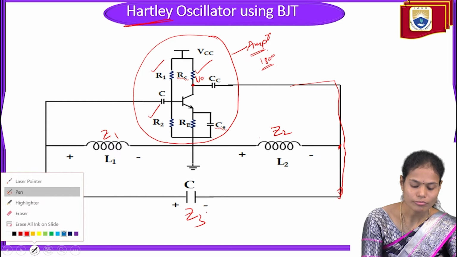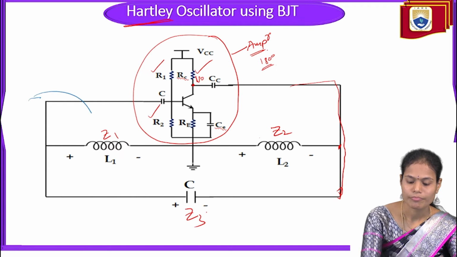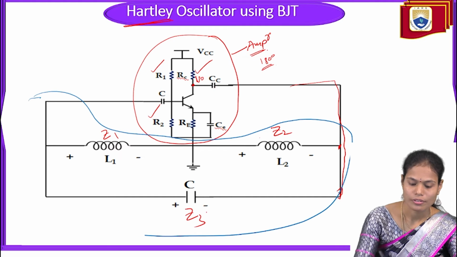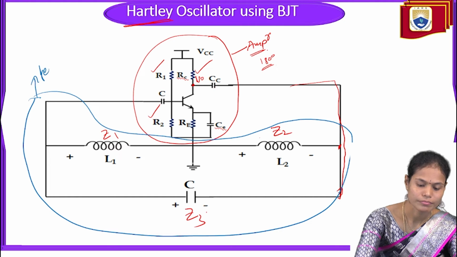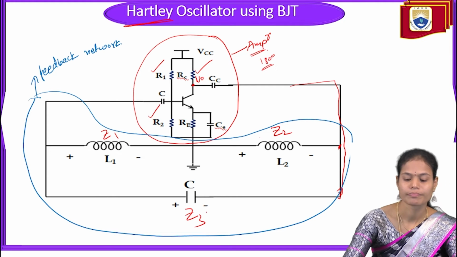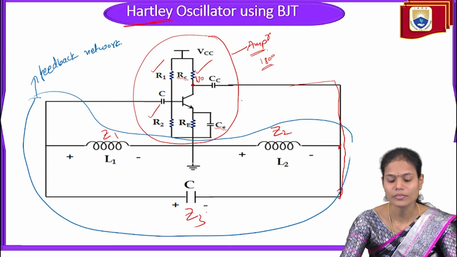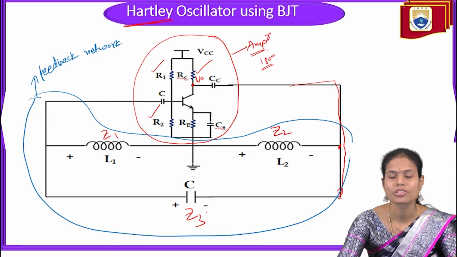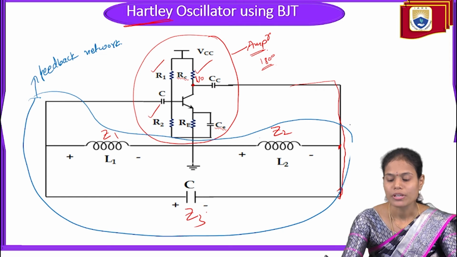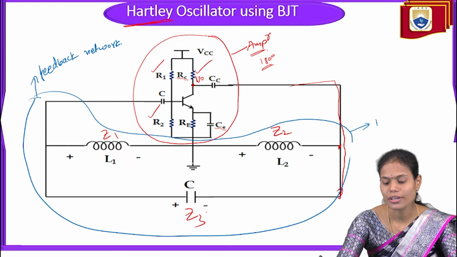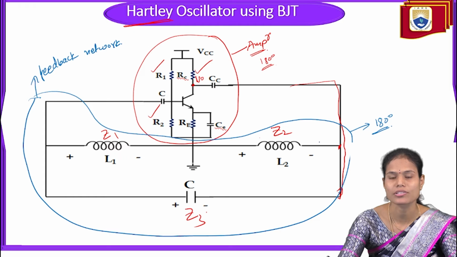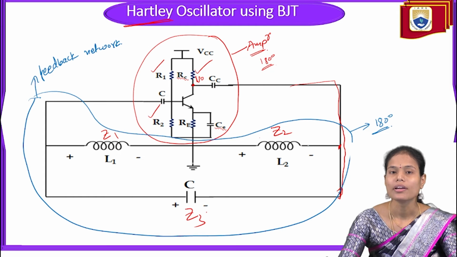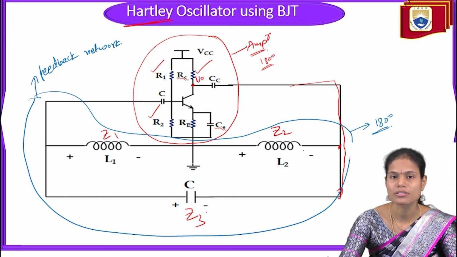So here, this one is our feedback network. And C is the common emitter capacitor, which is used to bypass any noise signals present in the circuit. The function of the feedback network is to again introduce the 180 degrees phase shift, and it acts like a tank circuit. Again, why? Because it is the combination of both the inductors as well as the capacitors.